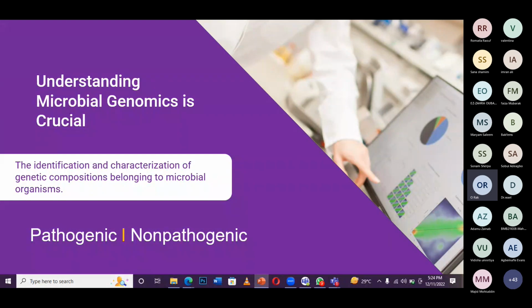The host could be a human, the host could be plants, the host could be animals. In fact, there are some microorganisms that affect other microorganisms. So it is very crucial you understand what kind of microorganisms you want to work on for the basis of your research. Is it a pathogenic microorganism or a non-pathogenic microorganism? Non-pathogenic means they are not harmful.